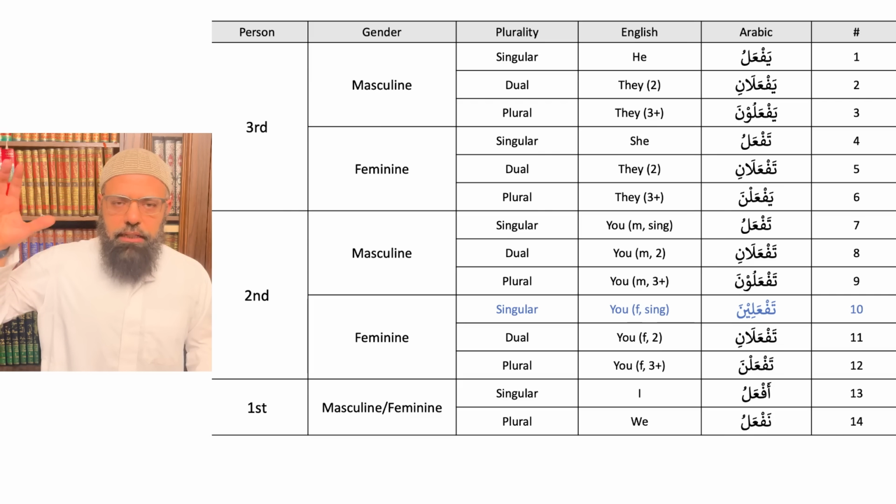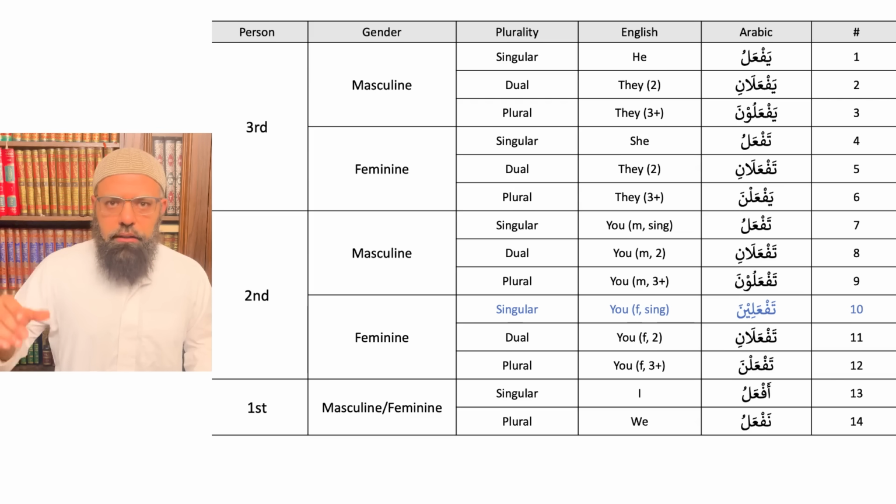So يفعل يفعلان يفعلون تفعل تفعلان يفعلن تفعل تفعلان تفعلون تفعلين تفعلان تفعلن أفعل نفعل. And then you just wrap it up with أفعل نفعل. أفعل is I, نفعل is we. And that concludes the Mudhari table, active voice.